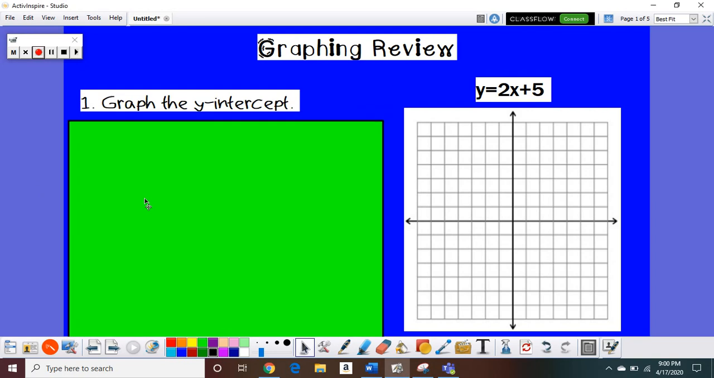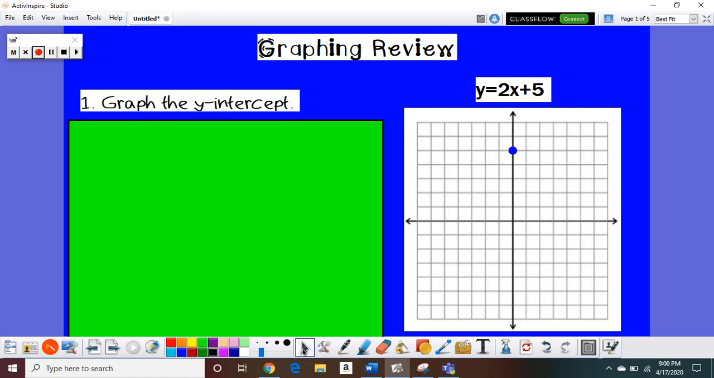The first thing we need to do is to graph the y-intercept. If you remember, the y-intercept is the number that's over here all by itself. That tells me where on my y-axis the line created from this equation is going to be. In this instance, my y-intercept is going to be at 5. So I'm going to start at 0, 0 at the origin and count up 5: 1, 2, 3, 4, 5, and then I'm going to put a dot.